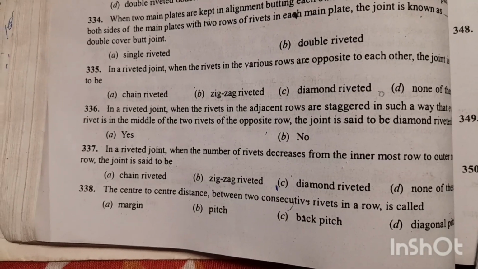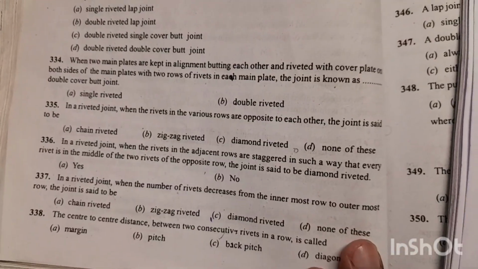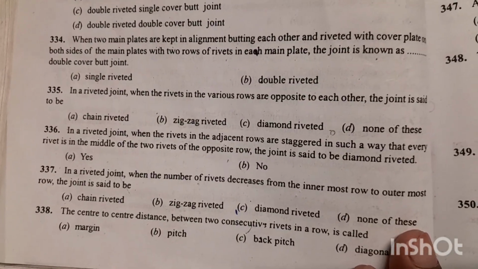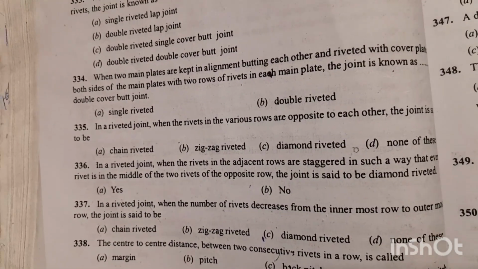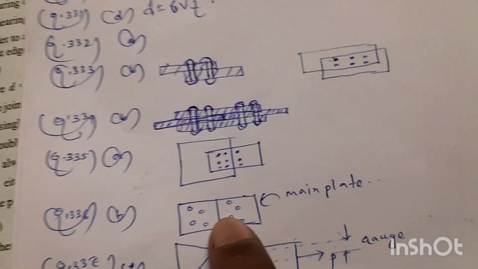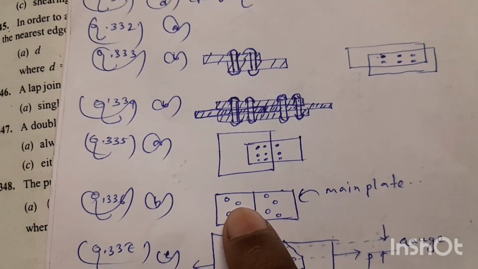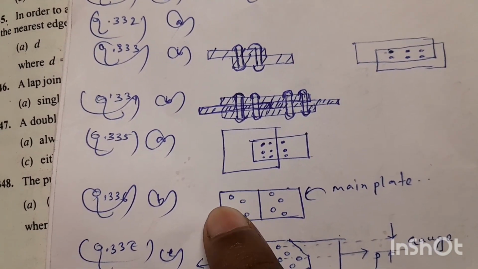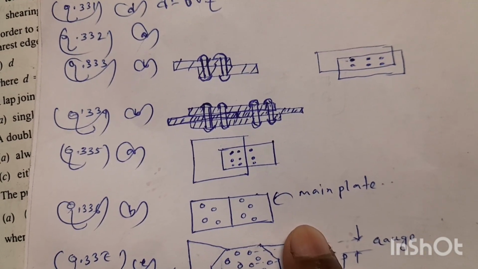In a riveted joint, when the rivets in the adjacent rows are staggered in such a way that every rivet is in the middle of the two rivets of the opposite row, the joint is said to be diamond riveted. Suppose these are two plates connected by rivets in a staggered way. You can see one rivet is in the middle of these two rivets, so this joint is called a zigzag riveted joint.